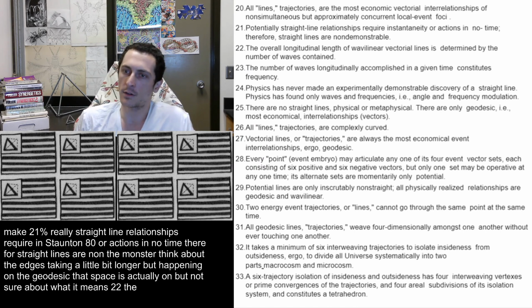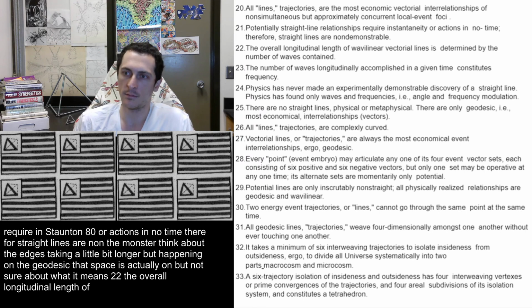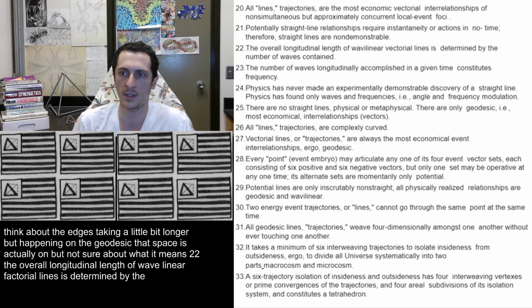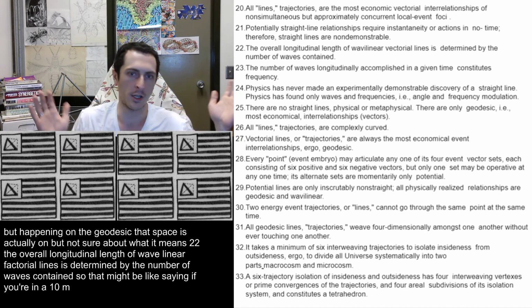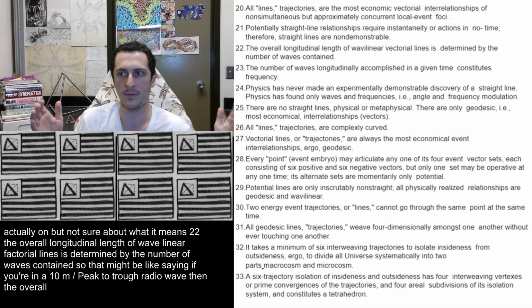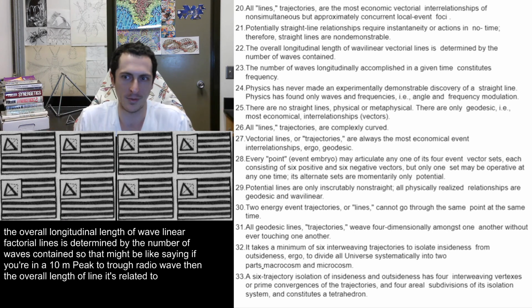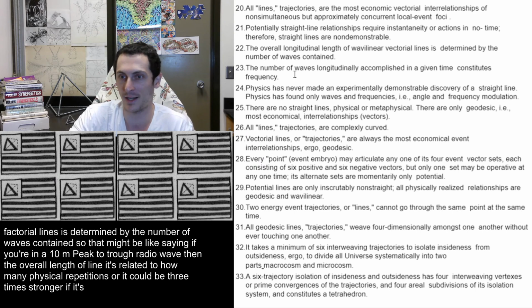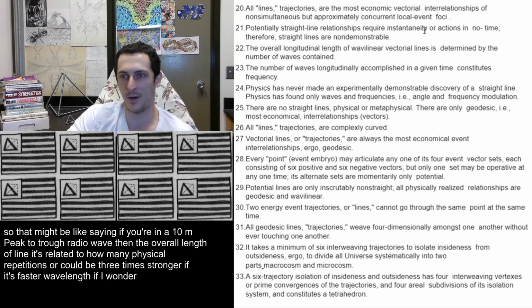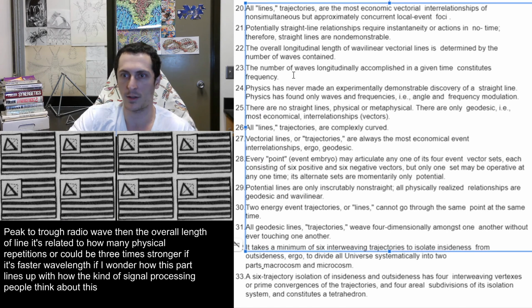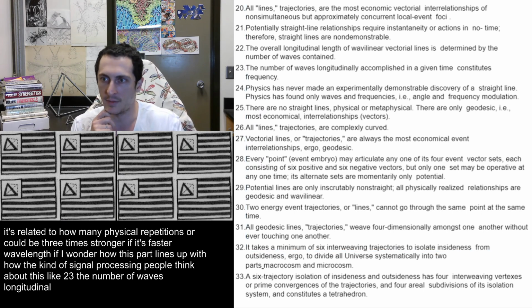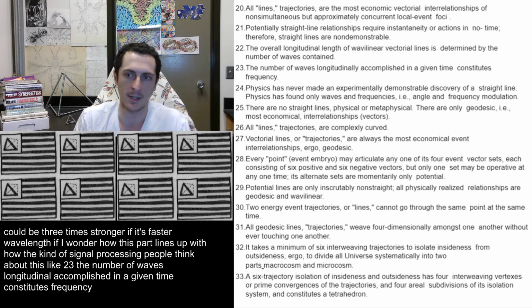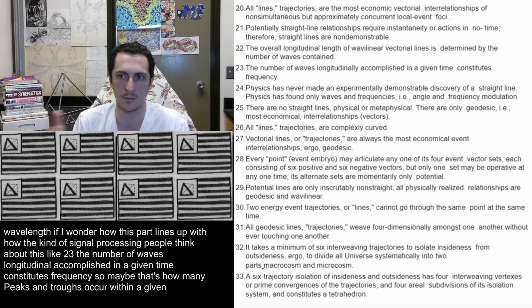22. The overall longitudinal length of wavelinear vectorial lines is determined by the number of waves contained. So that might be like saying, if you're in a 10 meter per peak to trough radio wave, then the overall length of the line is related to how many physical repetitions, or it could be 3 times stronger if it's a faster wavelength. I wonder how this part lines up with how the signal processing people think about this. Like 23. The number of waves longitudinally accomplished in a given time constitutes frequency. So maybe that's how many peaks and troughs occur within a given time interval passing by an observer.